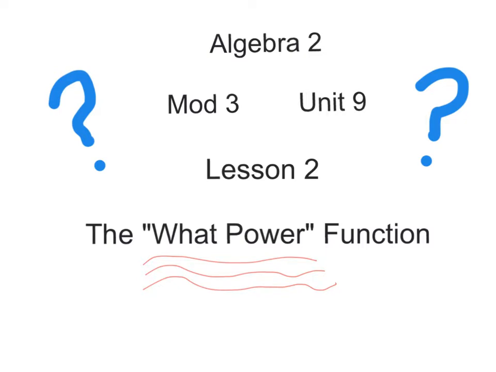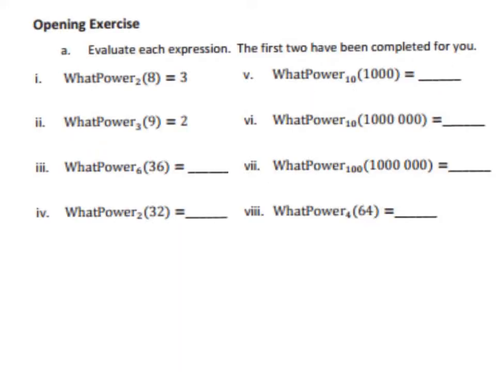Alright, it's time for Module 3 in Unit 9, Lesson 2, the "what power." Here we go. It says to evaluate each expression. The first two have already been completed for you. So the "what power" basically says this: 2 to the what power gives me 8? The answer turns out to be 3, because 2 to the third power is 8. Okay, and 3 to the what power gives me 9? Well, 3 squared gives me 9, so your answer is 2.